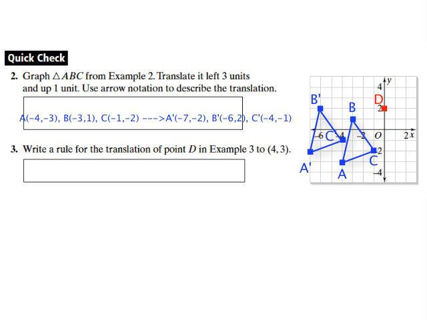For number 3, we have to write a rule for the translation of point D in example 3 to (4, 3). We have to first plot point D. So it's at (0, 2), so here we have it plotted. And we're going to move it to (4, 3). So here's D prime at (4, 3). The rule for the translation is (x, y) becomes (x plus 4, y plus 1).